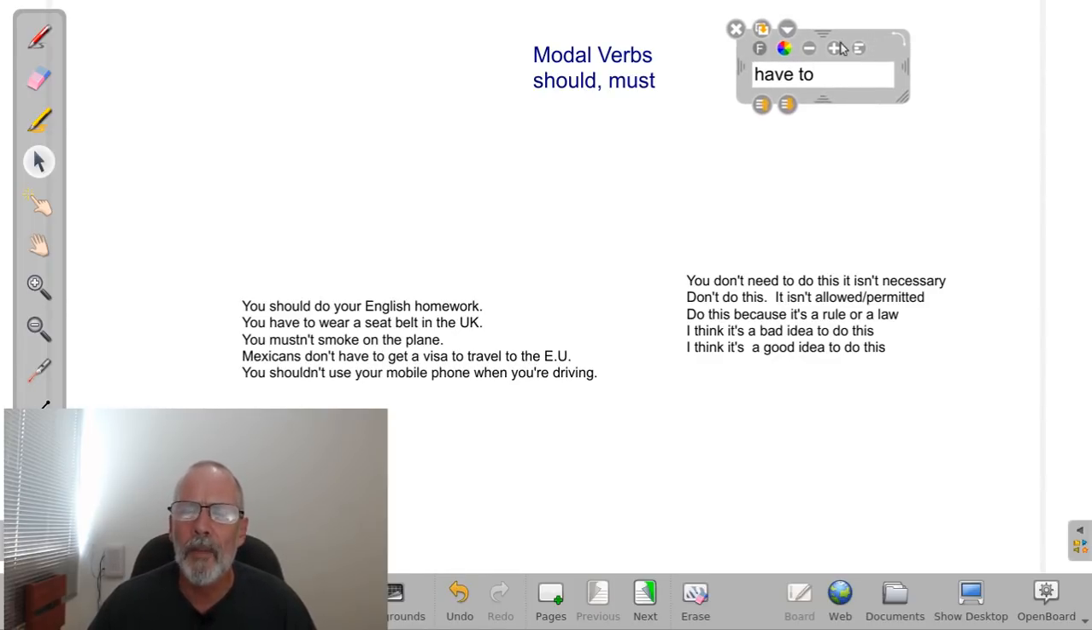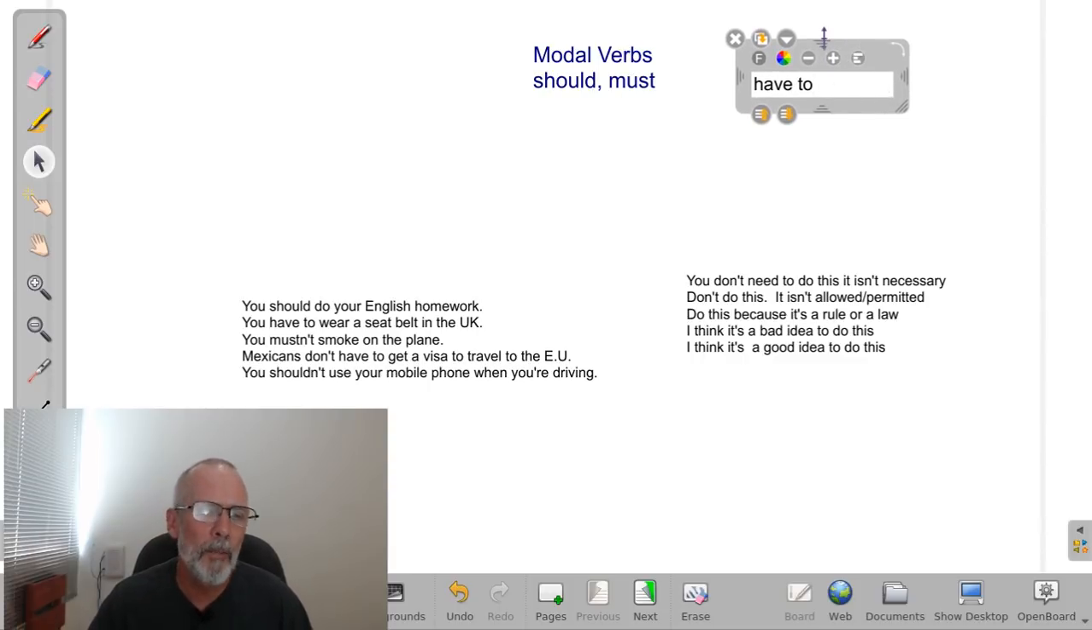So the next one is have to. Sorry, I got distracted. Have to is not a modal verb, but it behaves like a modal verb. It's included here because we use it to talk about obligation. Hi Sergio, hi Rene.